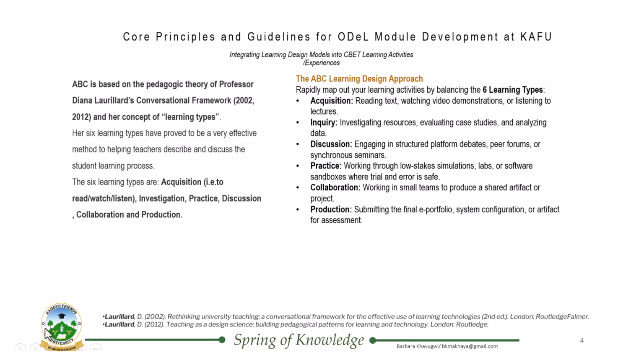Now, after you have stated your learning outcomes, remember the constructive alignment. The next aspect is designing the learning activities. And to do this, we can make reference to Professor Laurillard's ABC learning design approach, which recommends 6 types of learning activities. The first one is acquisition activities.